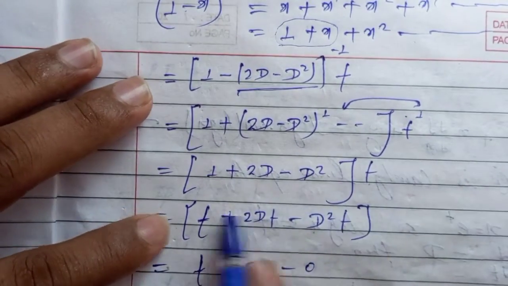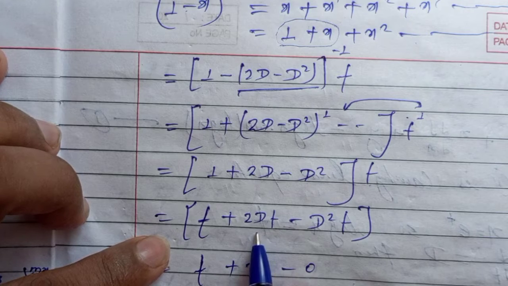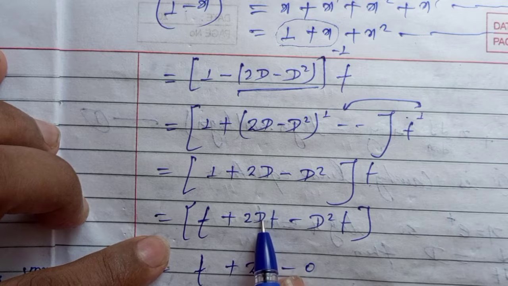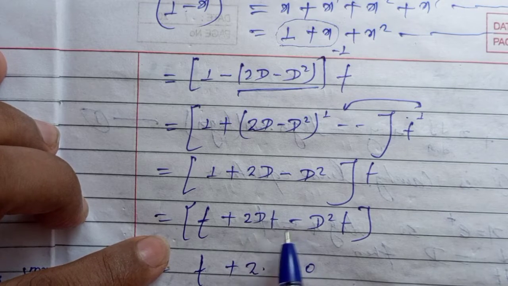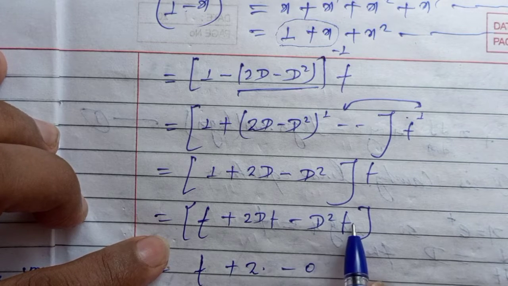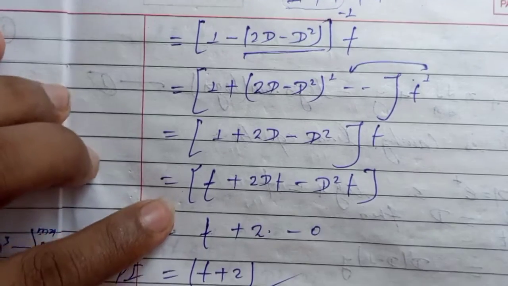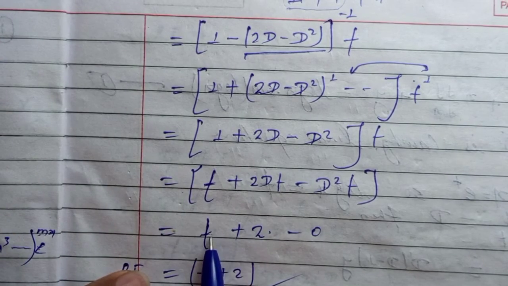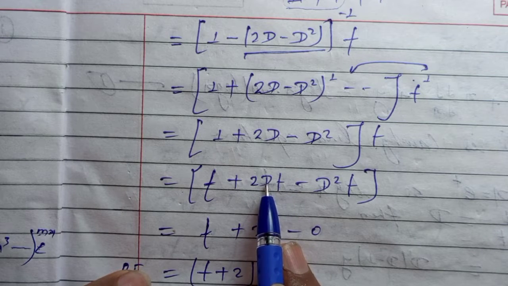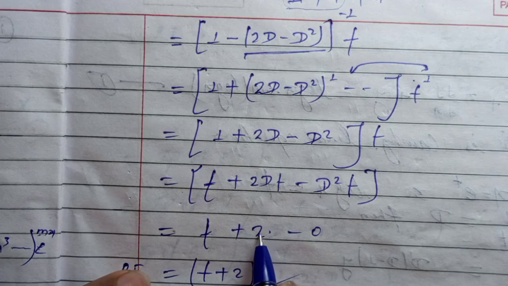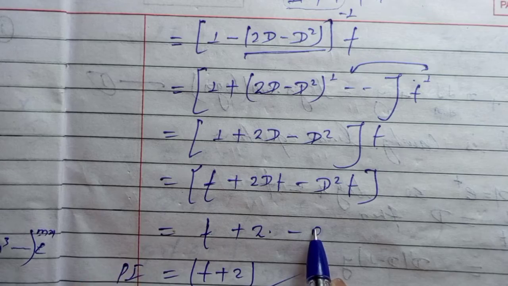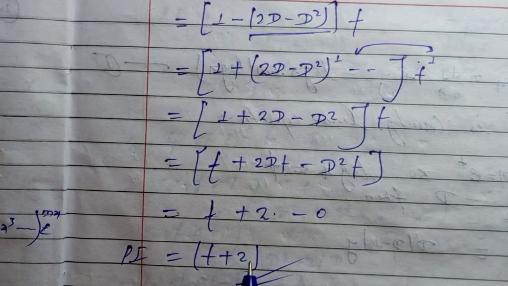We open this bracket and send the t inside, and we know that where there is D we have to take the derivative according to the power of D. Suppose here D has power 1, then we take the derivative of t once, and where D has power 2, we take the derivative twice. Doing the derivative we get this result. T is as usual here, but the one time derivative of t is 1, so the D vanishes after the derivative, and it becomes 2 into 1. But the two time derivative of t is 0. So our required PI is t plus 2.